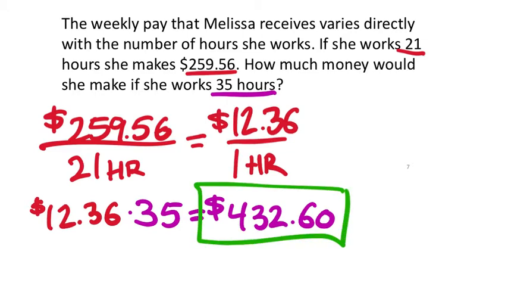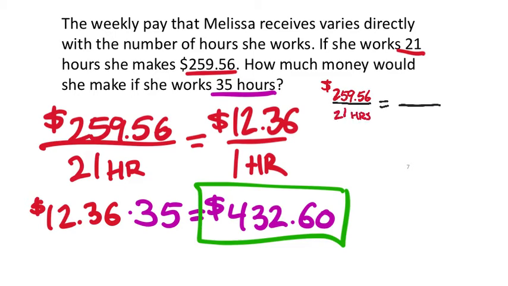But like I said, there's another method that students usually use on this one, and it didn't specify that we had to use a specific method. So I'm just going to set up a straight proportion, and I'm going to skip that phase of solving for her hourly wages, okay? So the first fraction I will set up the same. So it's still $259.56 for 21 hours.